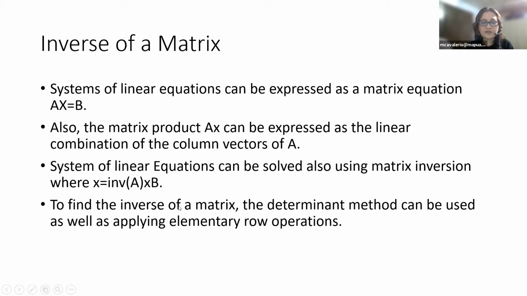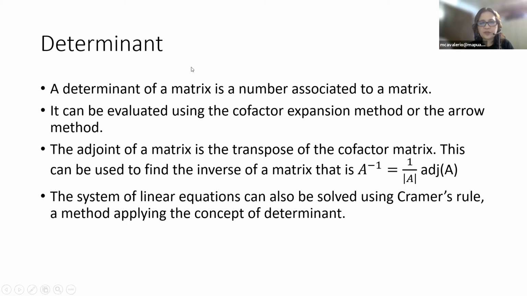To find the inverse of a matrix, the determinant method can be used as well as applying Gauss-Jordan elimination. That means applying elementary row operations. About determinants, a determinant of a matrix is a number associated to a matrix. It can be evaluated using the cofactor expansion method or the arrow method.